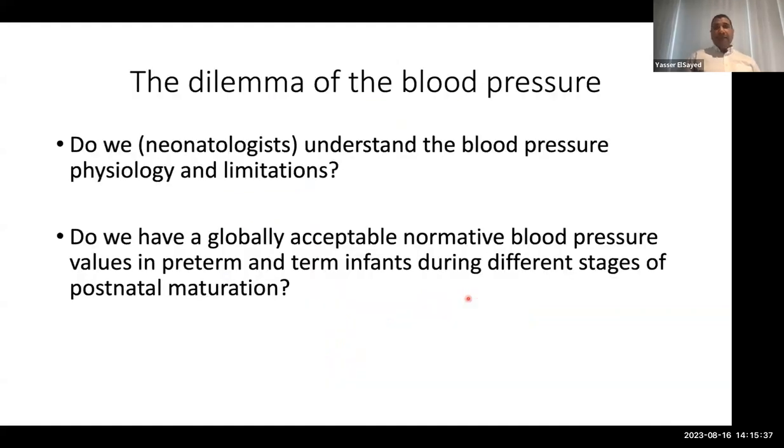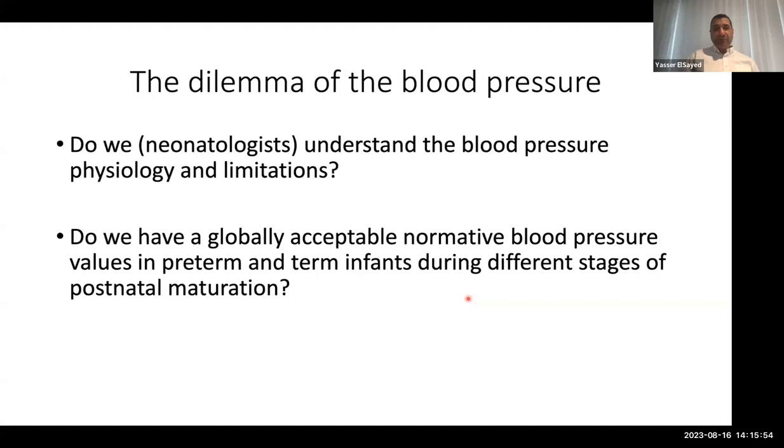I will start first with the blood pressure. So we'll be talking about blood pressure, echocardiography and point-of-care ultrasound, near-infrared spectroscopy, and how to integrate between them. But the most important and maybe the simplest parameter that we should have at the bedside is the blood pressure.